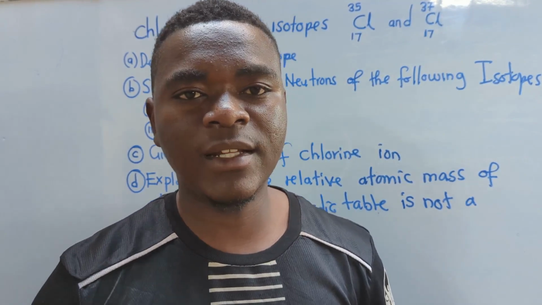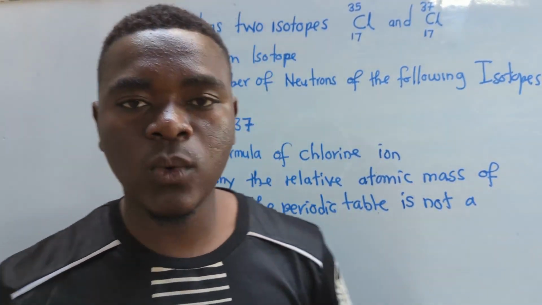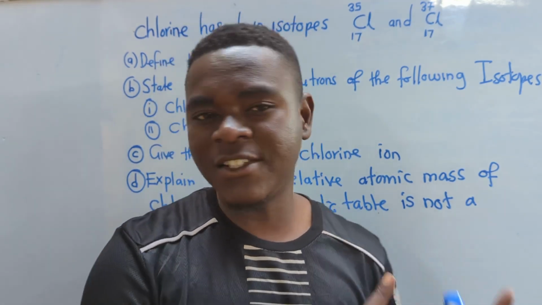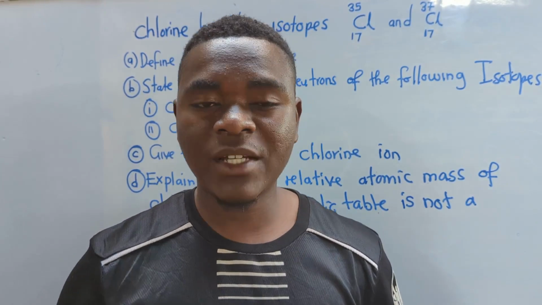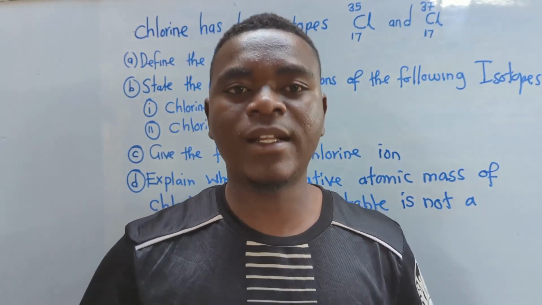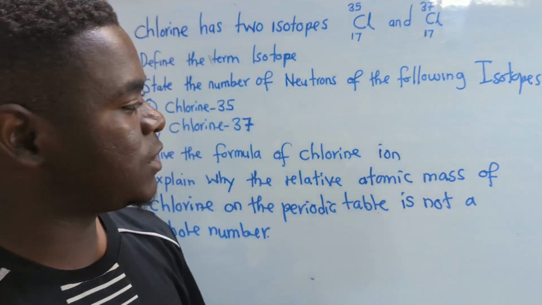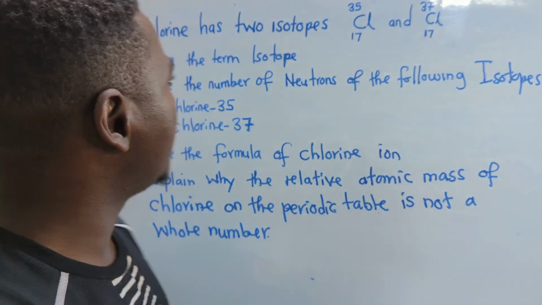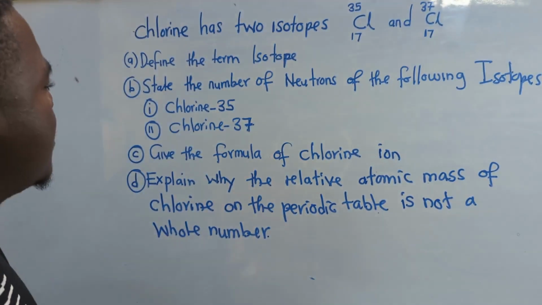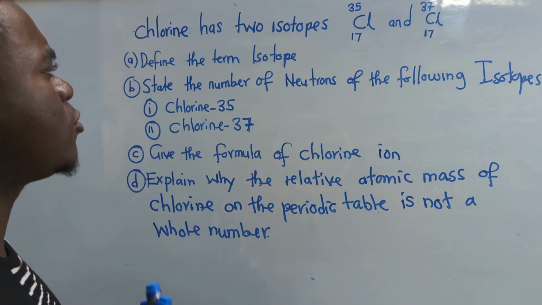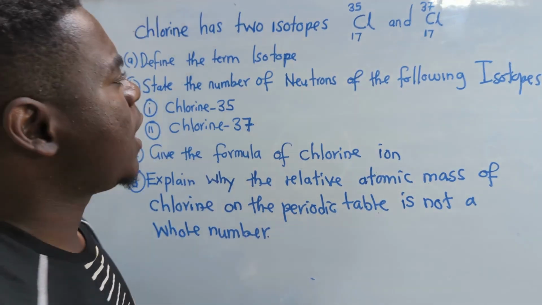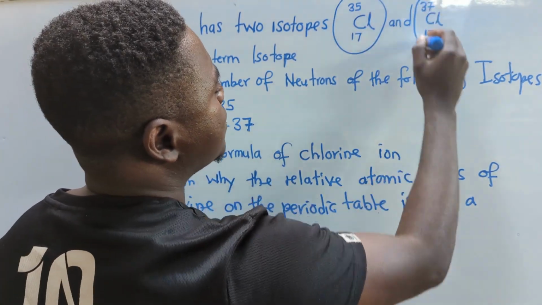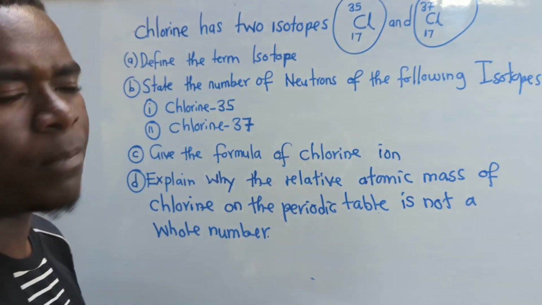In this particular lesson, this is a question that I want us to discuss together. Even as I teach you this wonderful topic, make sure you follow me clearly and attentively. So this is periodic table, chemistry O levels. Now we've got a question saying that chlorine has two isotopes. As you can see, this is an isotope here, and this one that is here is an isotope.